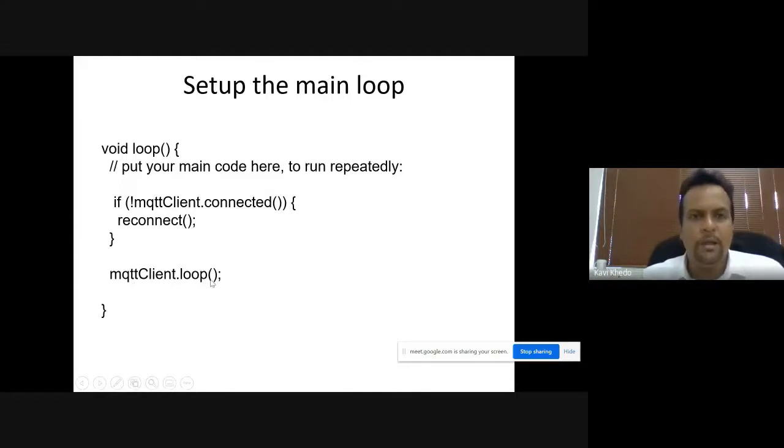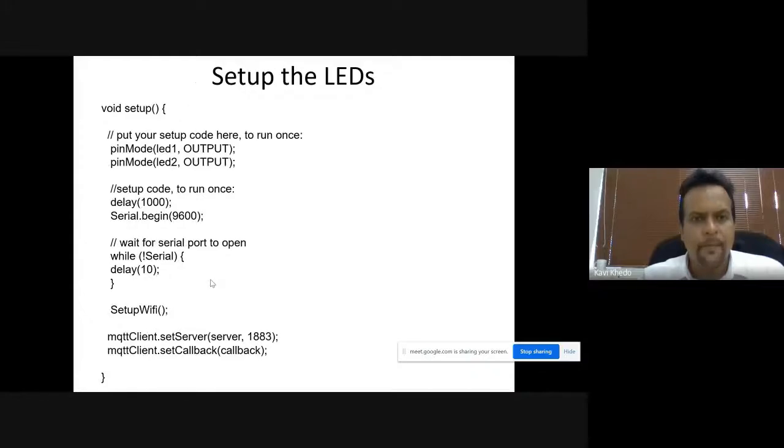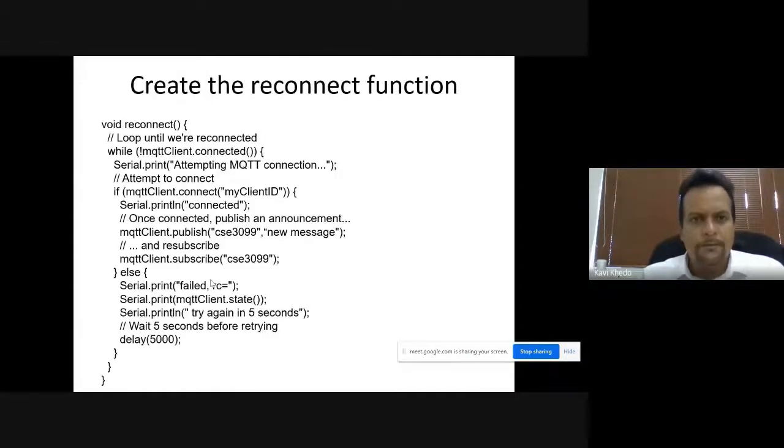Then MQTT.loop, you loop the MQTT client. Now this is the reconnect function, nothing much here. Loop until we reconnect. While not MQTT.connected, we need to connect. If MQTT.connect, you get your ID, then once connected, publish an announcement. MQTT.publish, CSC3099, a particular message that you want to publish, and here is subscribe, MQTT.subscribe, CSC. Recall the name has changed slightly because there was a sensor also there, CSC3099 sensor, if I'm not mistaken. This is for publish, and this is for subscribe.